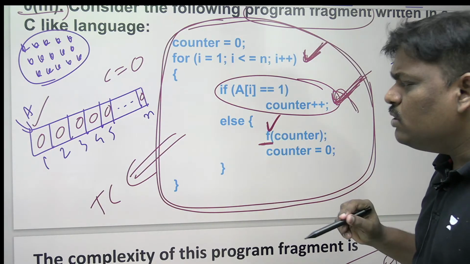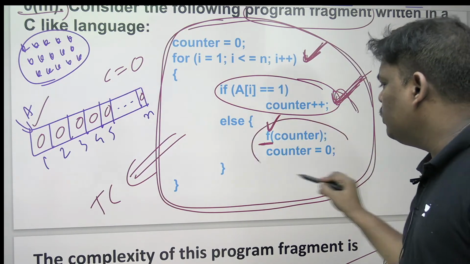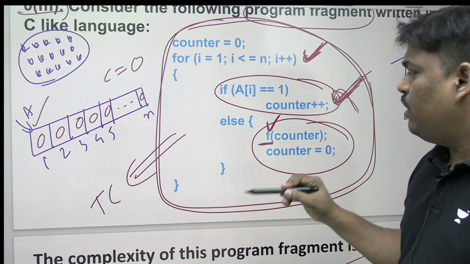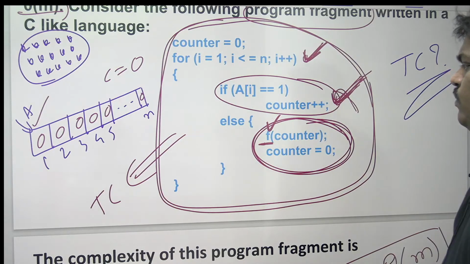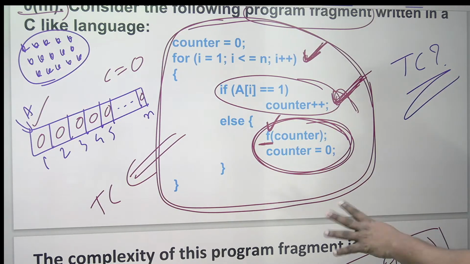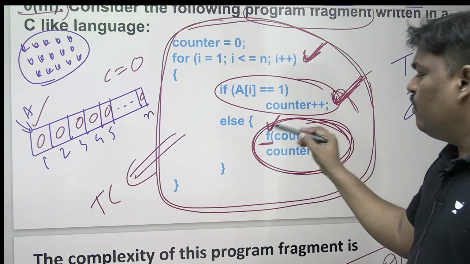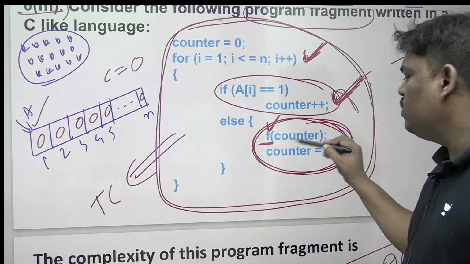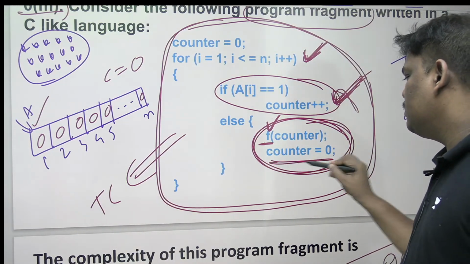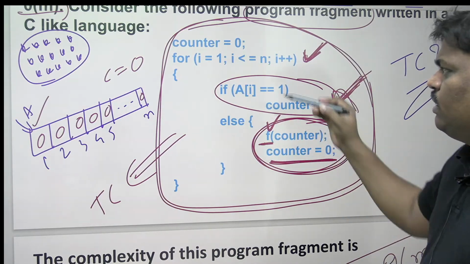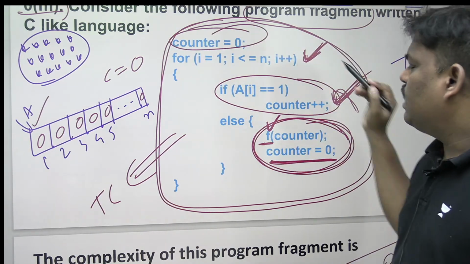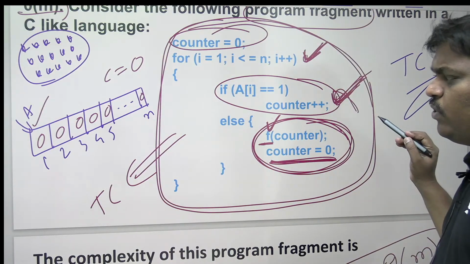Because of all zeros, every time you will come to this area. Please be careful. When you come to this area, the counter will not increase. So the counter is 0 only. Initially the counter is 0, and every time the counter is 0. Be careful.